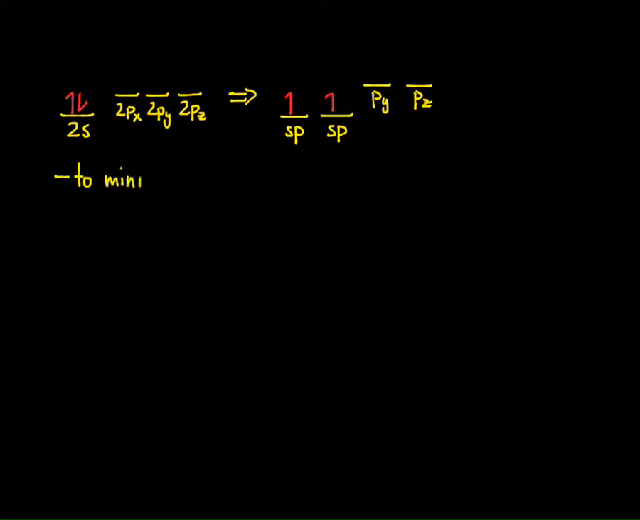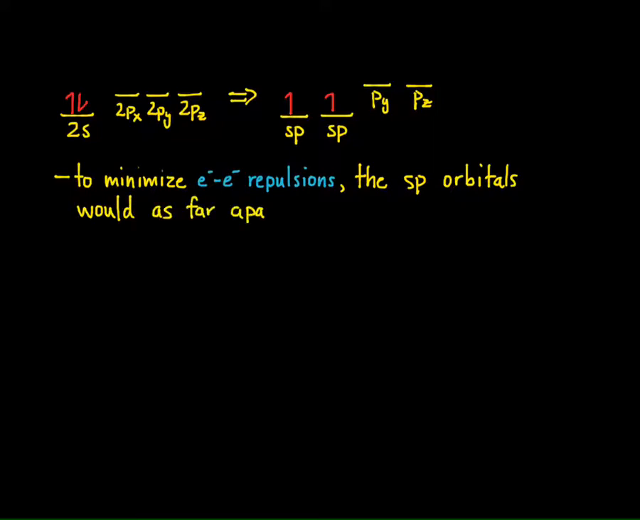The other thing that we have to think about is geometry. So what does the geometry of an sp hybridized atom look like? Well, to minimize electron-electron repulsions, sp orbitals are as far apart as they possibly could be. And that would be 180 degrees because we have 2 orbitals, and so those 2 orbitals would lie directly opposite one another.